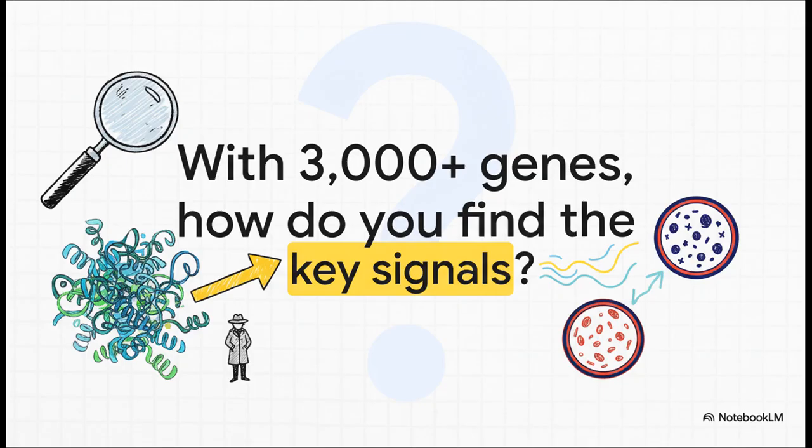Imagine you're a scientist, and you're staring at this exact problem. You've got data on thousands of genes. How on earth do you figure out which handful are the ones that actually matter for disease? Well, we're going to follow a real-world case study to see exactly how they do it.